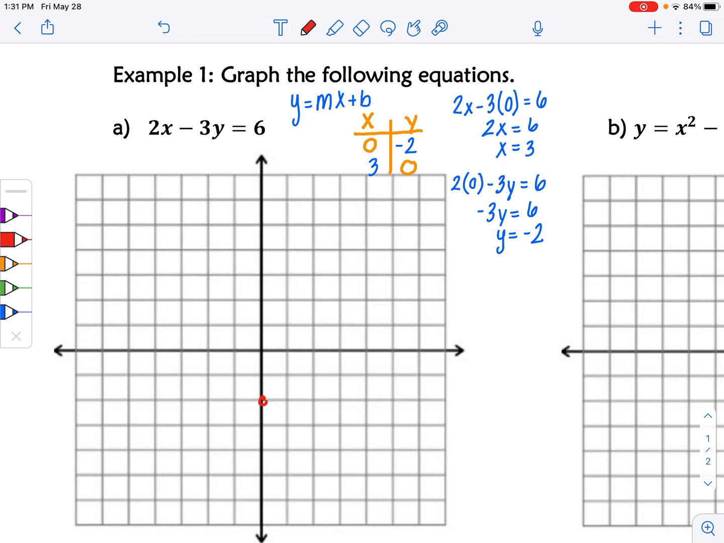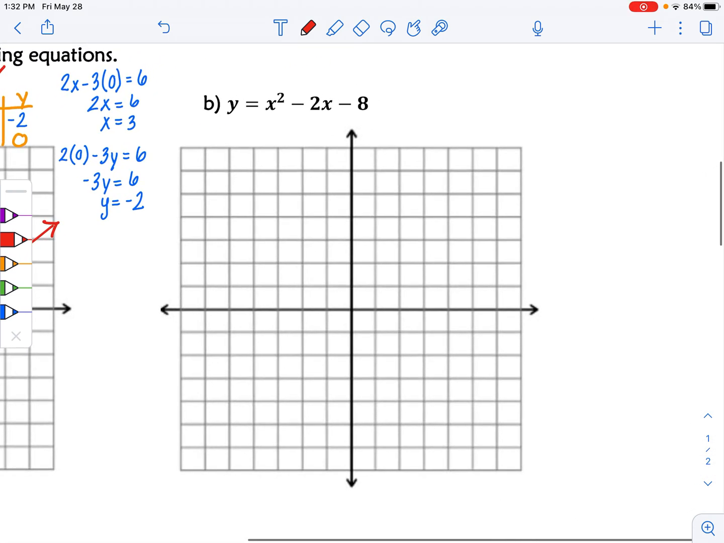Graphing those points, (0, negative 2), (3, 0). I then can connect it and cover the entire graph. And voila. That would be the same graph if you were to transfer it into y equals mx plus b. Maybe try that as an exercise.